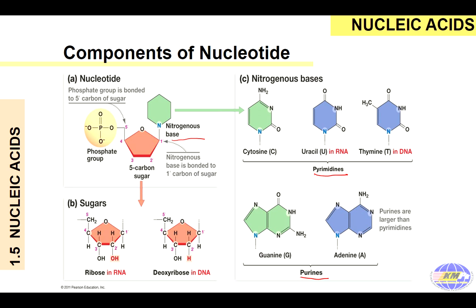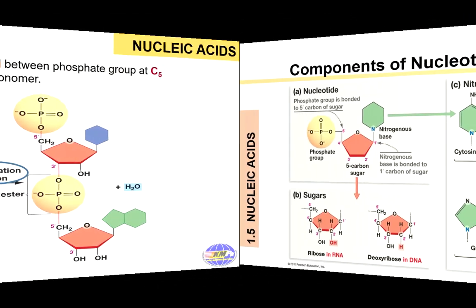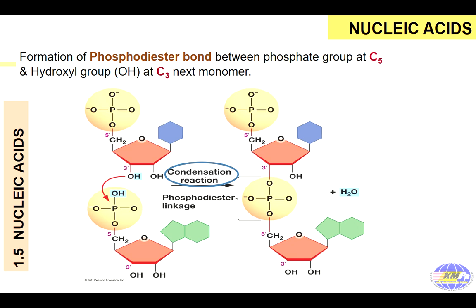Phosphoric acid is joined by condensation to the pentose sugar. It gives nucleic acids their acidic property. Nucleotides are joined by phosphodiester bonds through a condensation process to form a polynucleotide strand. A phosphate group is linked between carbon atom 3 of one pentose sugar and carbon atom 5 of the next pentose sugar molecule.